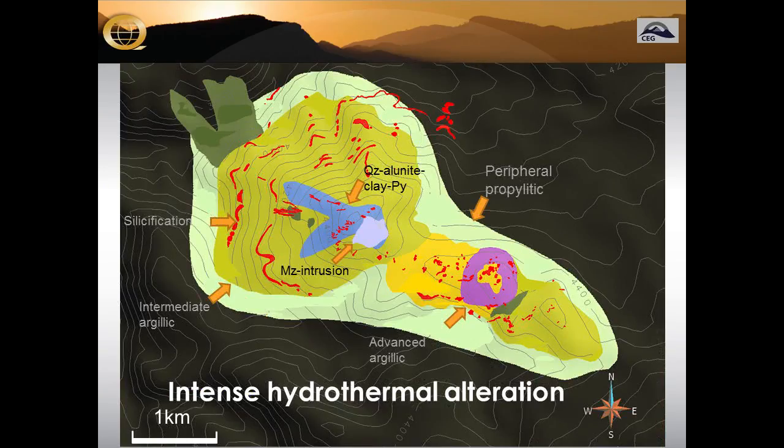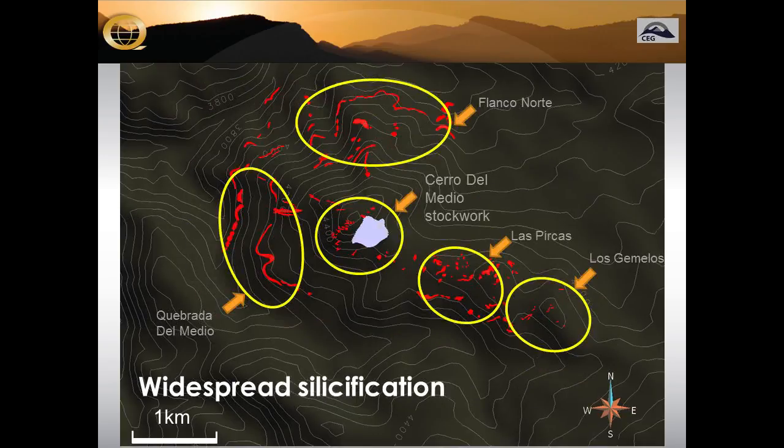This is the alteration package. The top of the mountain is right here, where the stock outcrops, and you've got the different grades of alteration. The main center is here, and then you've got this sort of apophysis off to the southeast. Widespread silicification, as mapped. Again, we have the stock in the middle for reference.